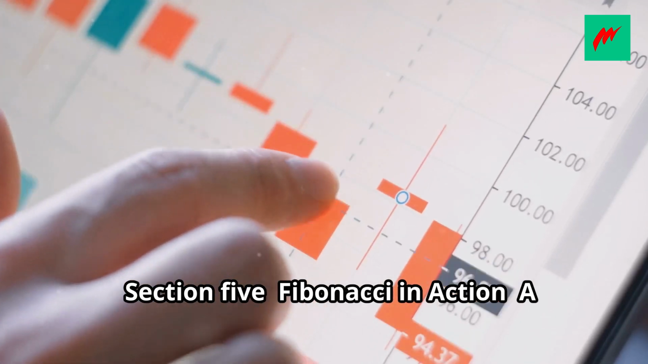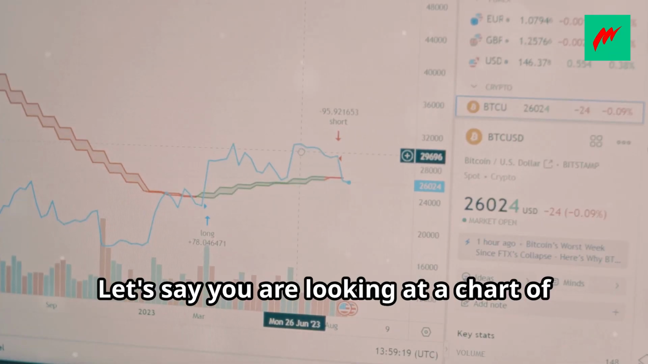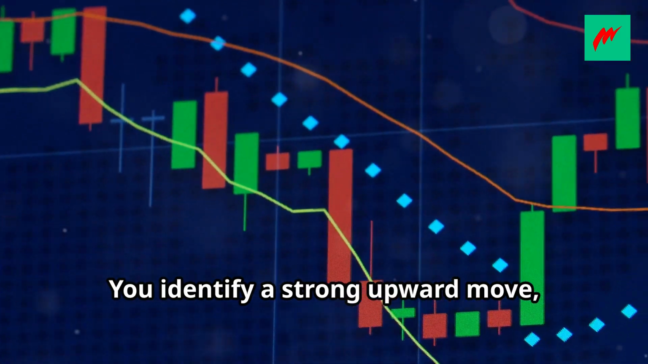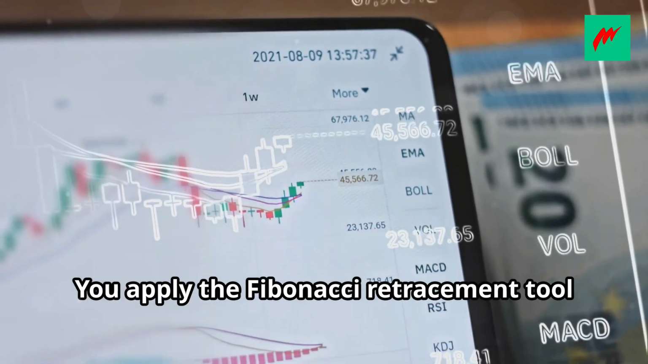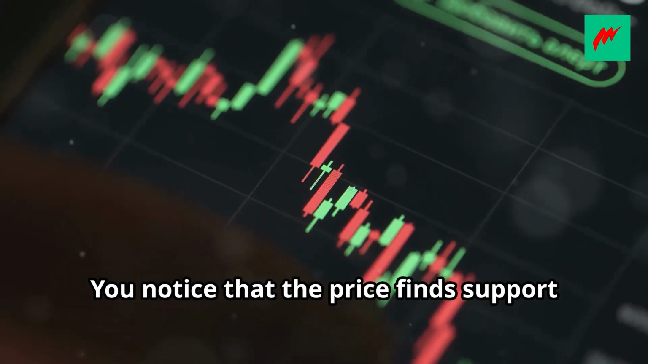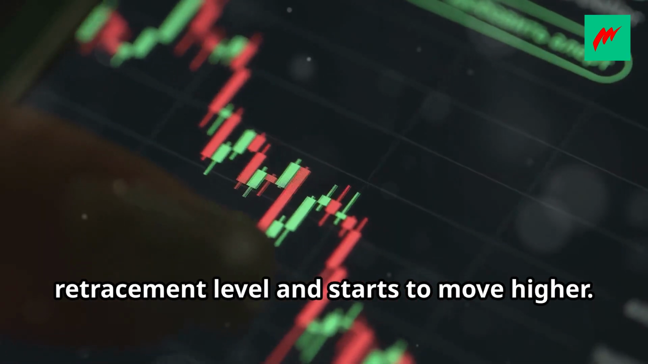Section 5. Fibonacci in action, a real trade example. Let's say you are looking at a chart of the EUR-USD currency pair. You identify a strong upward move, followed by a pullback. You apply the Fibonacci retracement tool to this swing high and swing low. You notice that the price finds support near the 38.2% retracement level and starts to move higher.